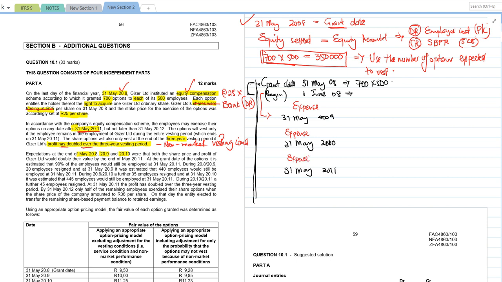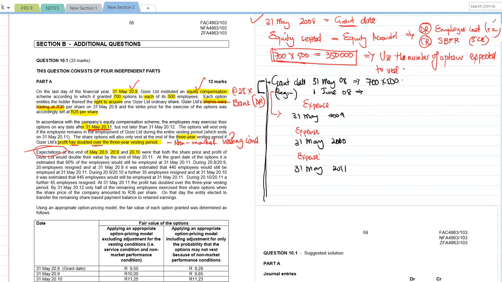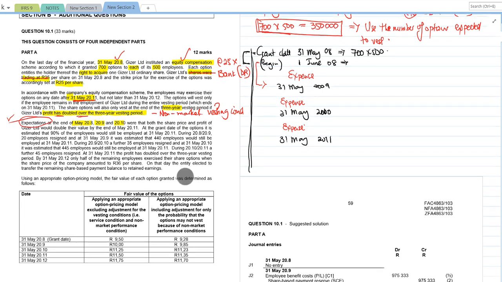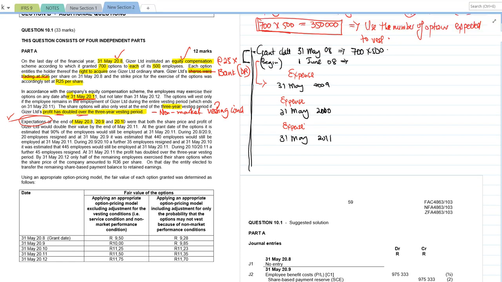Okay, so at grant date, we have these options. However, how much do we expect to vest? So the expectations are right there. Do you see why I'm using the word expect? The expectations are right here. Okay, now let's move. They are saying to us, expectations for 31 May 2008, 2009 and 2010 were that both share price and the profits would double by the end of 2011.